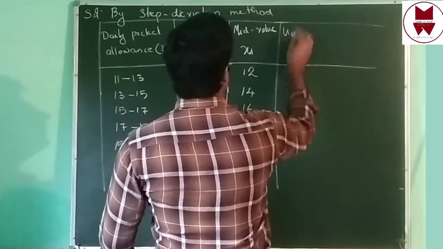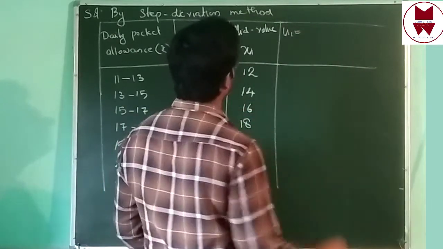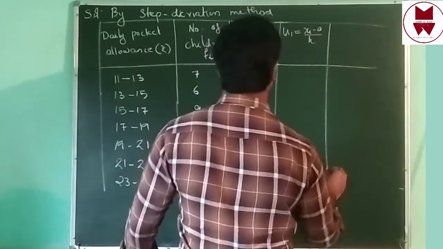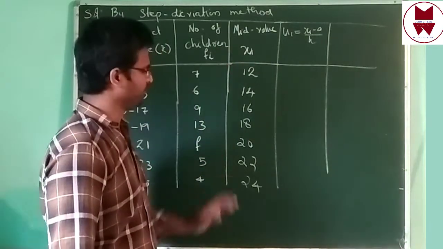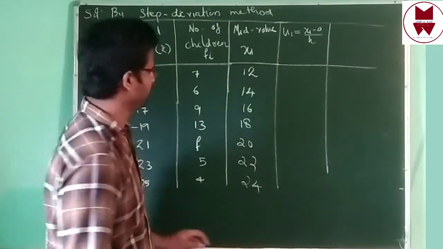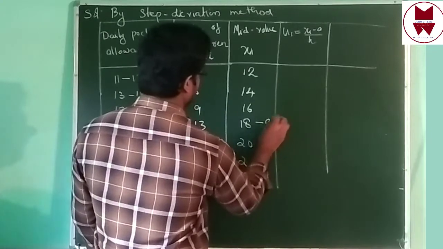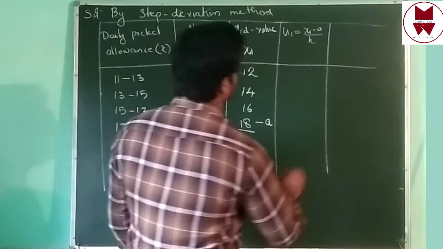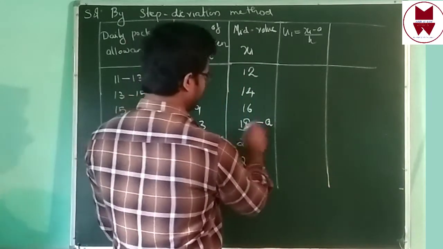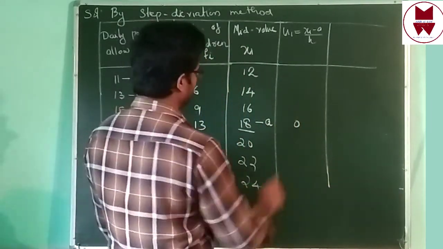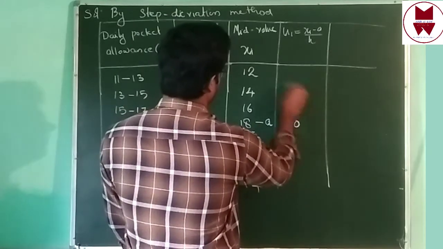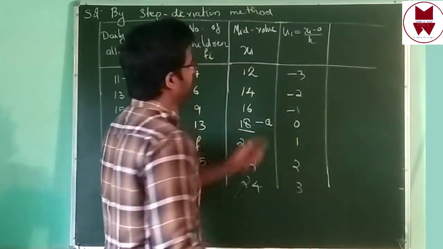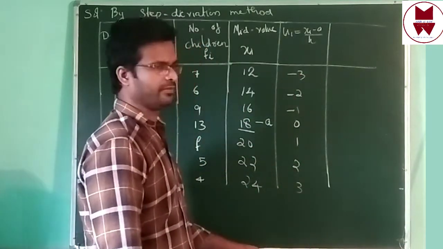Then u i means x i minus a divided by h. We can take from the mid values any number as the assumed mean. I am going to take 18 as the assumed mean. Any number you can use. Then for u i, at 18 first we write 0 here. Then upside minus 1, minus 2, minus 3, downside 1, 2, 3. This is a shortcut. If you use the formula also, you will get the same answer.